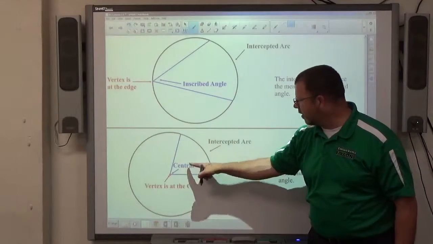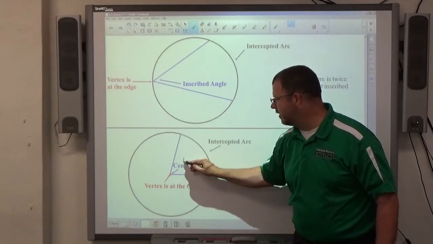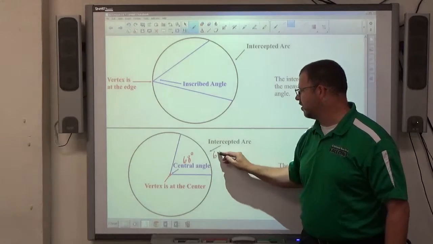But again, if we are exactly at the center or exactly on the edge, we have properties. The property for central angle and intercepted arc, they're exactly the same angle measure. So if this is 68 degrees, this is 68 degrees.